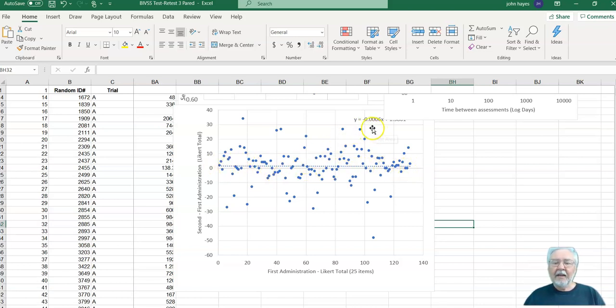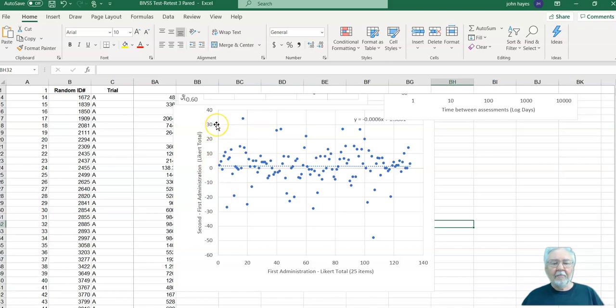The other thing is the standard deviation for these differences. This is the first administration of the Likert scales. This is the second minus the first. So these are the values, and the standard deviation of all of these is about 27.